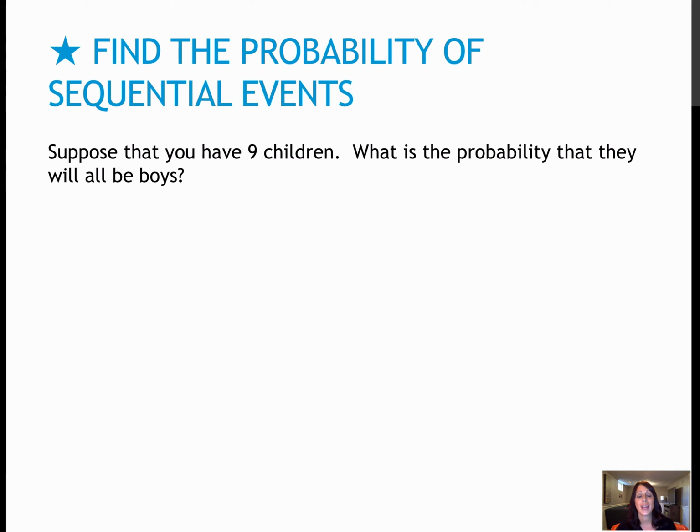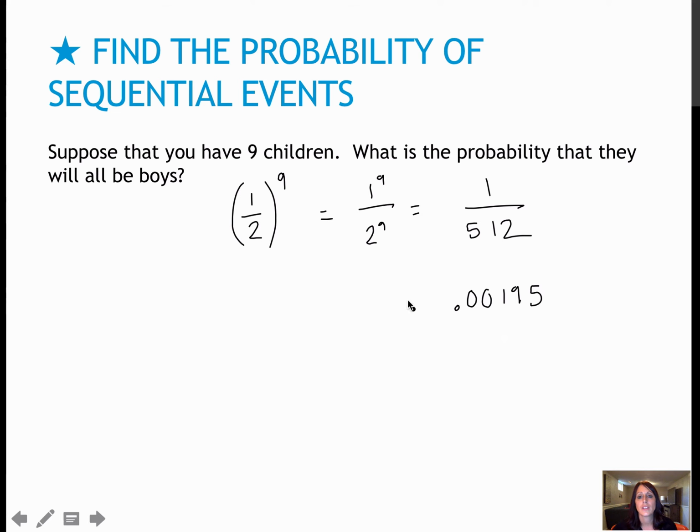Suppose that you will have 9 children. You better get started. What's the probability that they will all be boys? Well, what's the probability of having a boy? 1/2, theoretically. If there are 9 of them, that's 1/2 to the 9th, which is basically 1/2 times itself 9 times. And multiplying that out, I get 1 to the 9th over 2 to the 9th, which is 1 over 512. That as a decimal, the chances are very, very low.